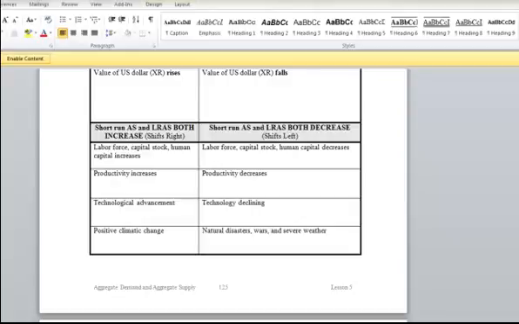We have more investment into physical capital or human capital. Workers are more productive. Capital equipment is more productive. There's a technological advancement. There's a positive climate change that makes our land more productive. All of those things would cause both the short run and the long run aggregate supply to increase because it shifts out our PPC. It makes that potential amount or full employment amount of output larger.